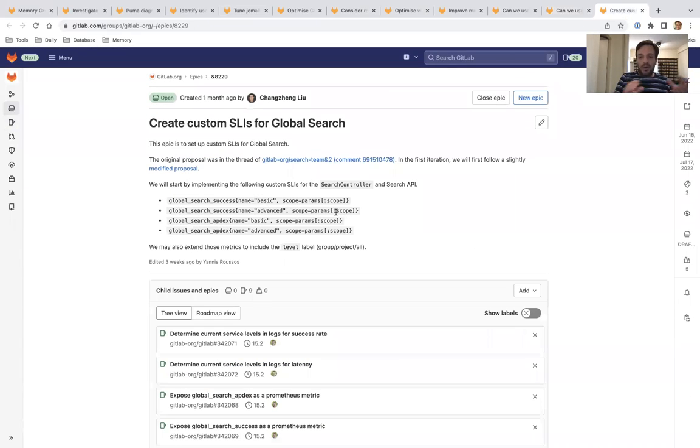Finally, our last top priority is creating the custom SLIs for global search. This is to increase the visibility into how our global search works. We're deep into the implementation. We expect to finish that by the end of 15.3, and that will allow the global search team to have far better visibility on different types of searches, basic or advanced, and different types of scopes with separate metrics.